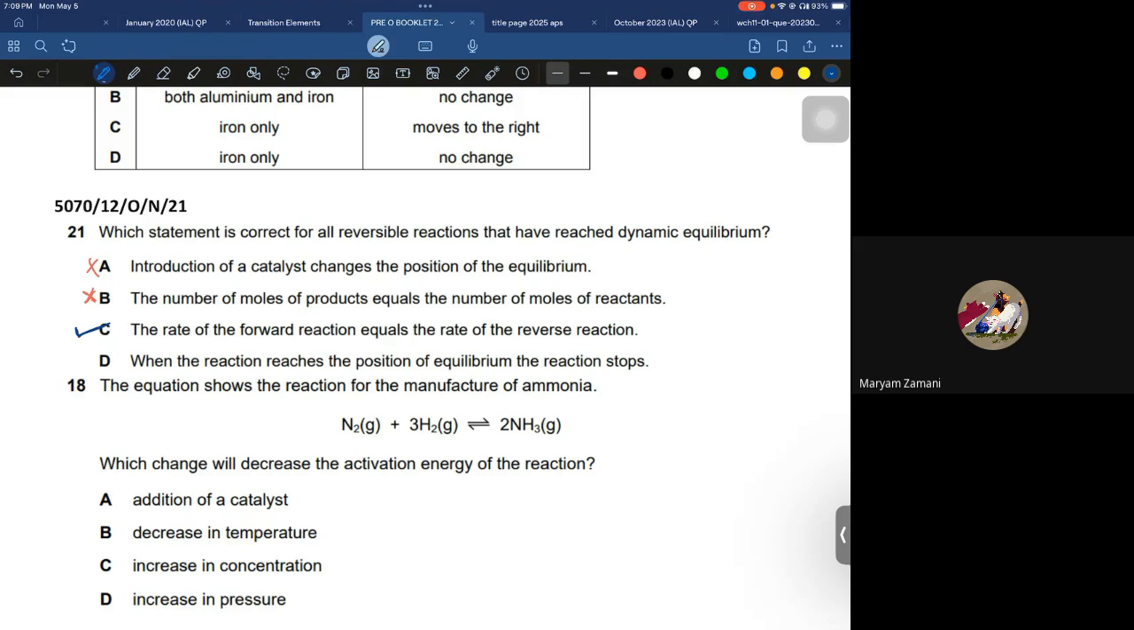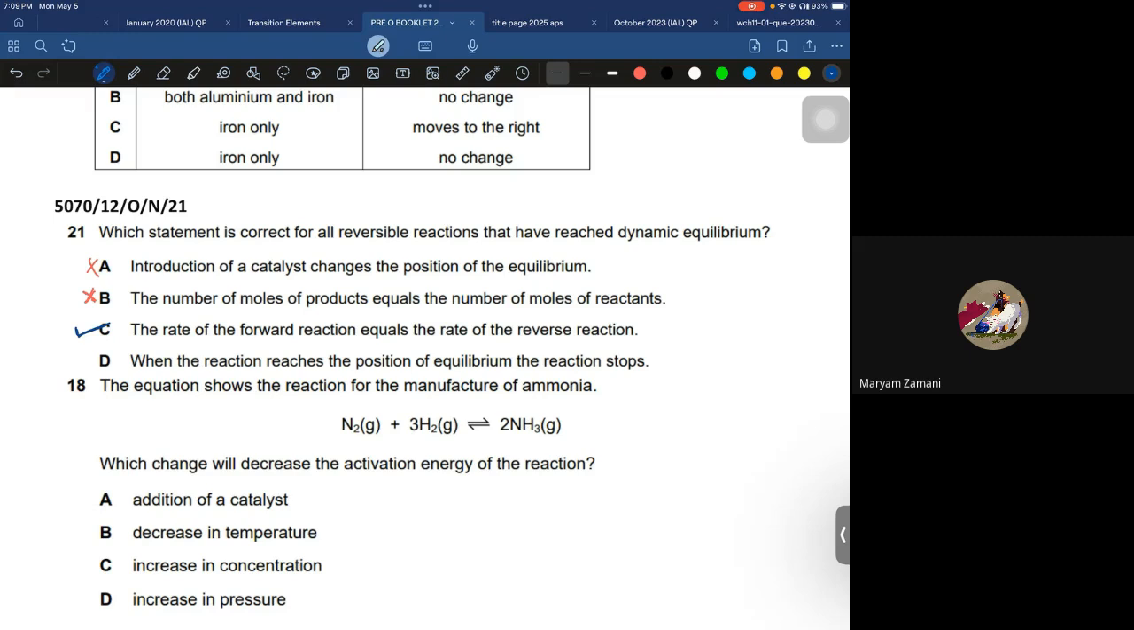And then D says when the reaction reaches the position of equilibrium, the reaction stops. No, the reaction would never stop. In kinetic particle theory, we have learned that all the particles are in random motion. So when they are moving and traveling, they would be reacting. The reactant would be changing into the product, and the product would be changing back into the reactant.